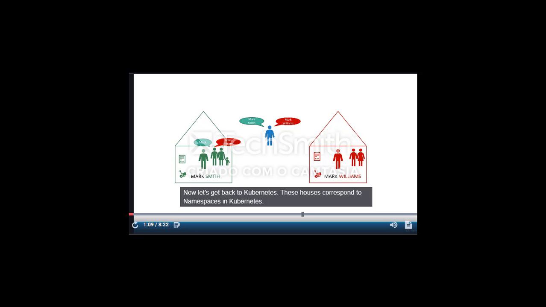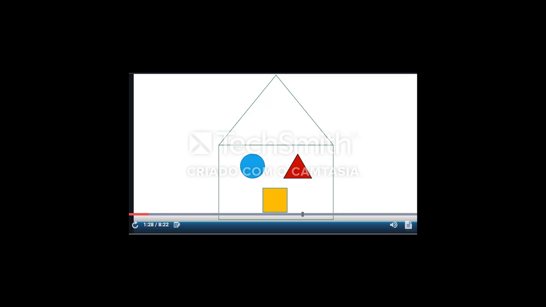Now, let's get back to Kubernetes. These houses correspond to namespaces in Kubernetes. So far in this course, we've created objects such as pods, deployments, and services in our cluster, whatever we have been doing within a namespace. We were inside a house all this while. This namespace is known as the default namespace, and it is created automatically by Kubernetes when the cluster is first set up.